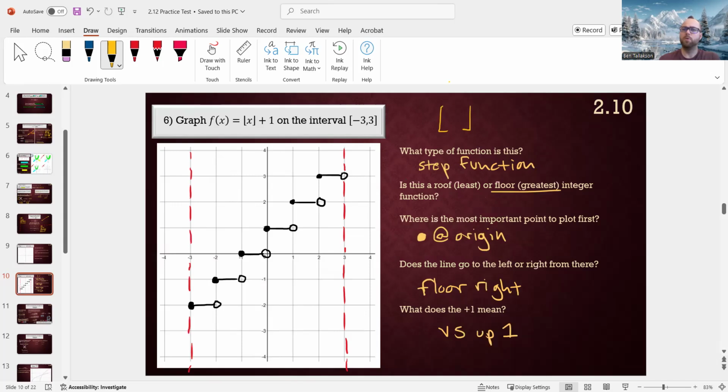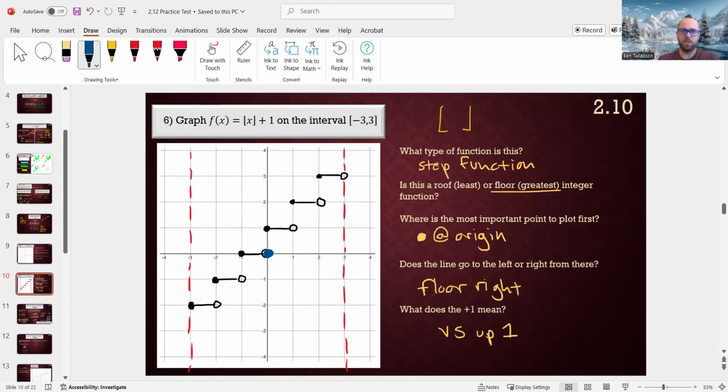And where is the most important point to plot first? It's always a solid dot at the origin. So when we plot a solid dot at the origin, that is part of the first step of the parent function, not our transform function. But we use that to guide us as transformations happen. You're going to see what I'm talking about right now.